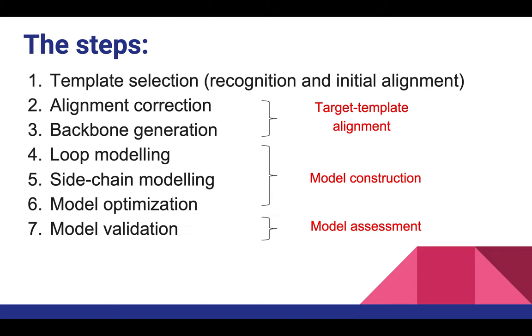So the steps to homology modeling, refreshing your mind again: there are seven steps, very simple actually. First, of course, you need to select your template. This is for recognition and alignment. Then, for target-template alignment, you need alignment correction and backbone generation. This is to determine the base of the protein. This will be followed by loop modeling, from the previous slides, and side chain modeling plus optimization. This is where your model is constructed.